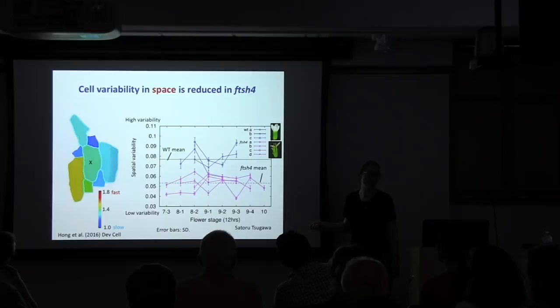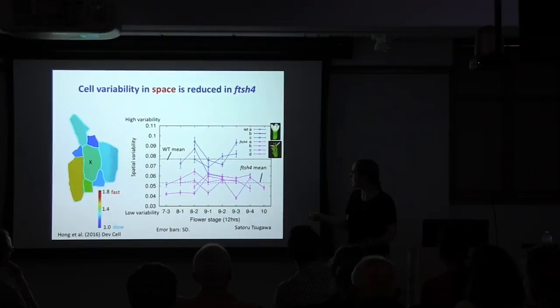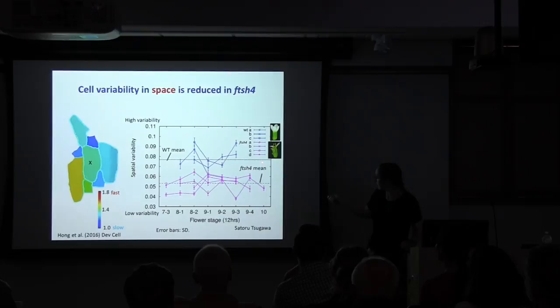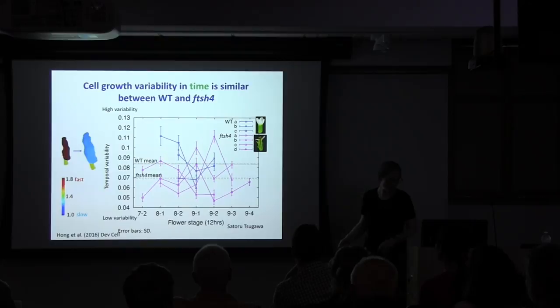Now, initially, without the modeling, this would be a huge surprise. How is more variability giving rise to more regular organs, and less variability gives more screwed up organs? And you can see here's the average wild type. It's definitely above the average mutant. So then we know we need to look at variability in time as well. That's the next part of the model.